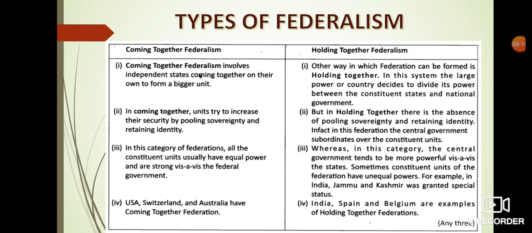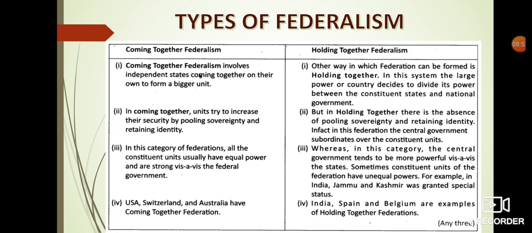Now holding together federation. Holding together is the other way in which a federation can be formed. In this system, the large power or country decides to divide its power between the constituent states and the national government. Here the country is large, the country is one, but it divides its power among its smaller units to govern properly, like we have in India. But in holding together, there is an absence of pooling sovereignty and retaining identity.